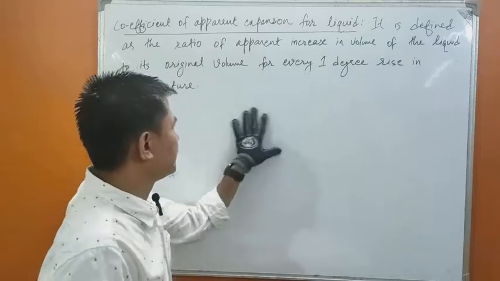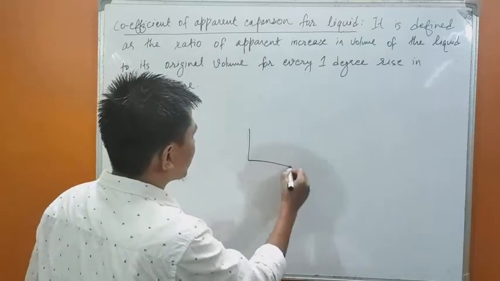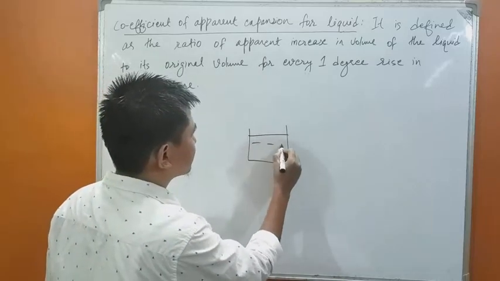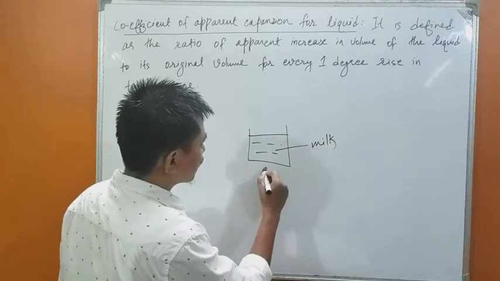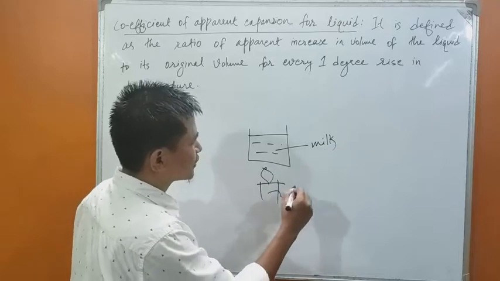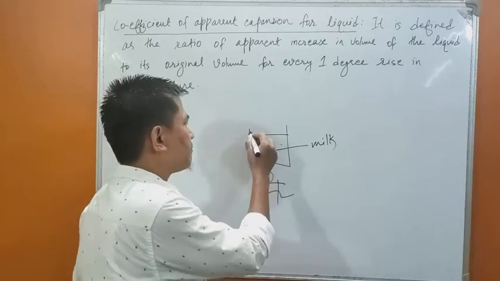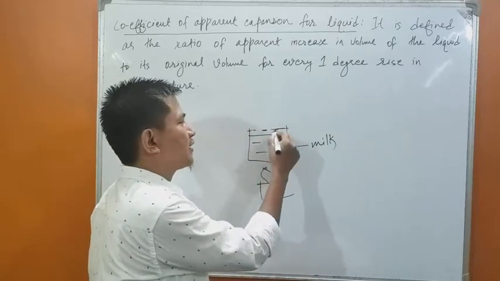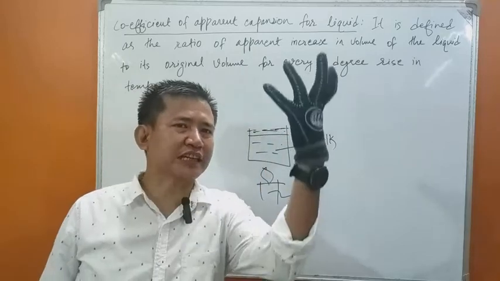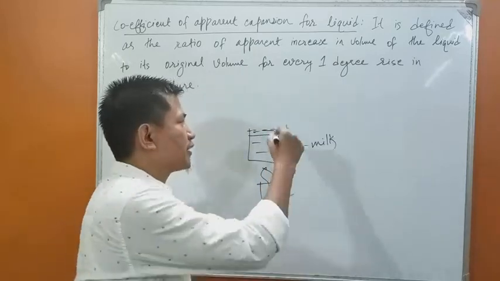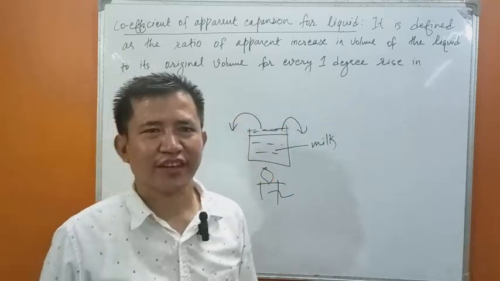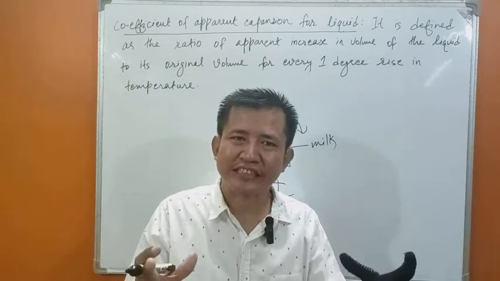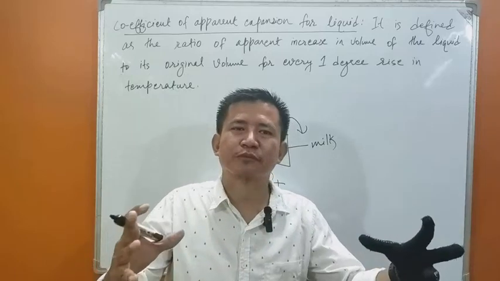Let me give an example. When we heat milk, we must have noticed that as we continue heating, the volume of the milk increases, and if you continue heating, the milk spills over the container, isn't it? When milk is heated, the volume of the milk expands.